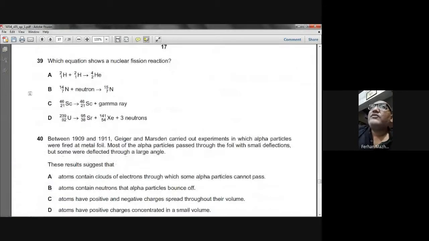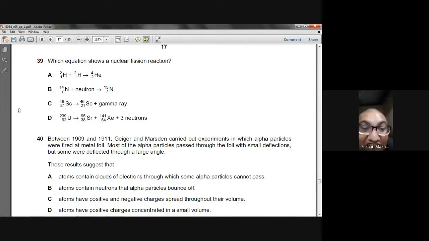Okay, so we are moving to the next question. Question number 39 showing up on your screen. Which equation shows a nuclear fission reaction? You know, there are two nuclear reactions. One is called fission and the other one is called fusion. In the fission reaction, what happens? A larger nucleus is broken down into smaller nuclei.